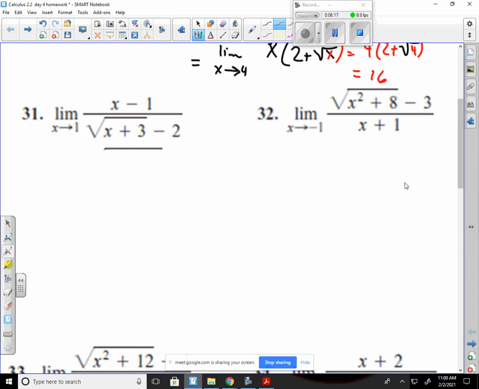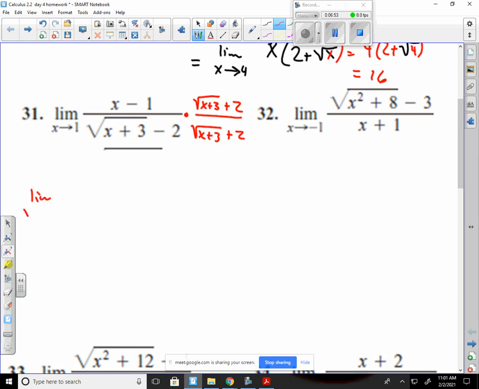All right, 31. Plug the 1 in. 1 plus 3 is 4. Square root of 4 is 2. 2 minus 2 gives me 0. Can't have it. So I have to multiply both the top and bottom by the conjugate. Looking to get rid of that square root. So I'm multiplying by square root of x plus 3 plus 2. And then the top is square root of x plus 3 plus 2.